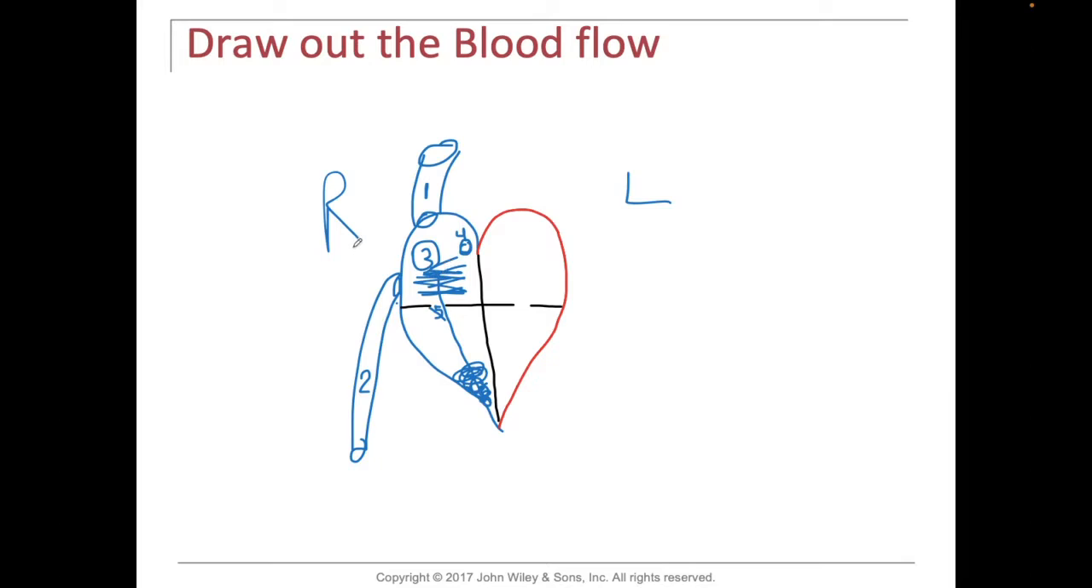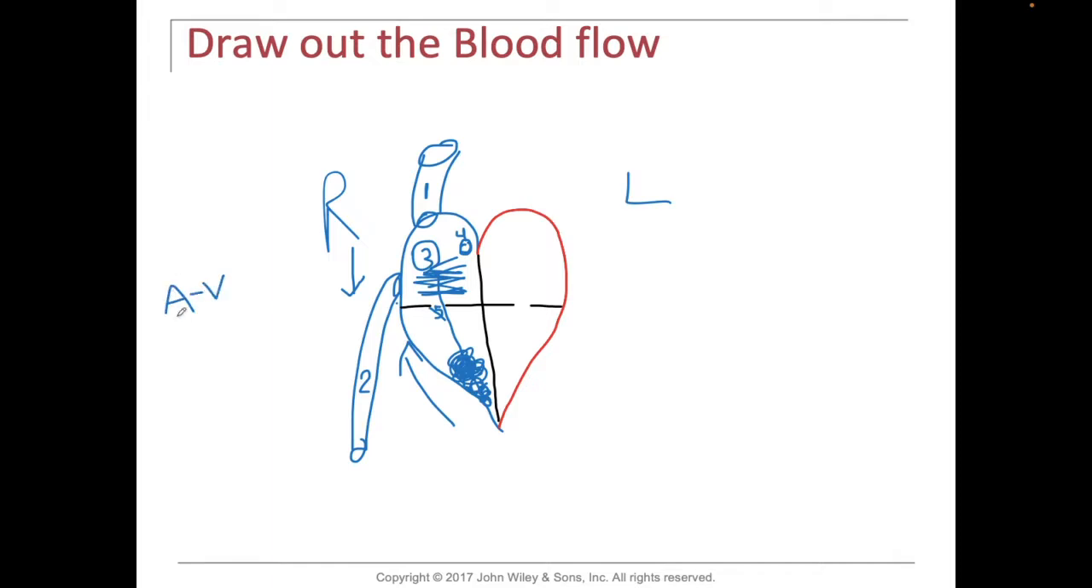Now, when the atrium contracted, it pushed blood superior to inferior. When the ventricles contract, they push blood inferior to superior. So as this blood pressure in here is building up, and it pushes upward, it's going to shut this AV valve.